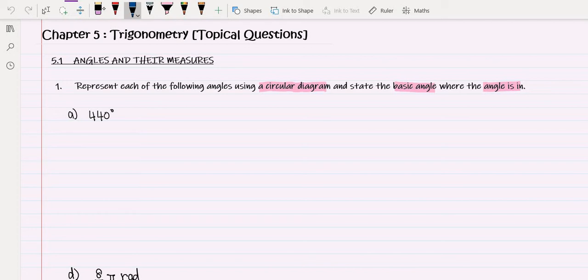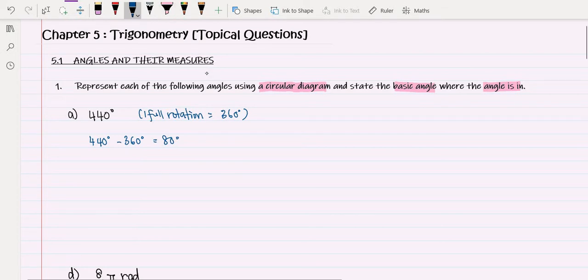For this example, we need to take note that one full rotation is equal to 360 degrees. Since 440 degrees is more than 360 degrees, what we need to find is how much did we go beyond 360 degrees. So we just take 440 degrees minus 360 degrees, and that will give us 80 degrees.